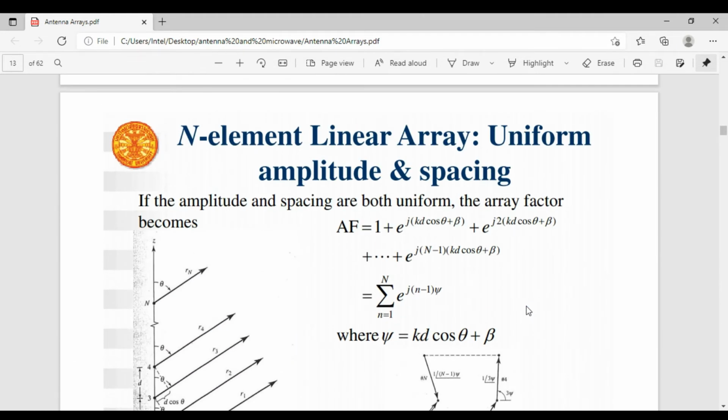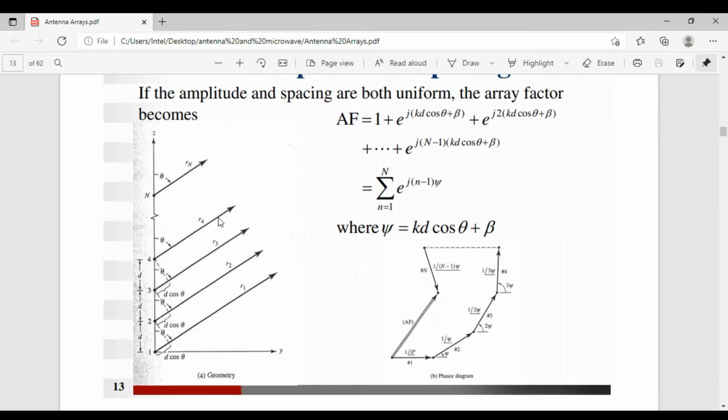So, an n element linear array with uniform amplitude and spacing: n elements, 1 up to n, or we are considering from 0 to n minus 1. Okay, so here it is. In this array factor, consider the value is from 0 to n minus 1. Psi is equal to kd cos theta plus beta.